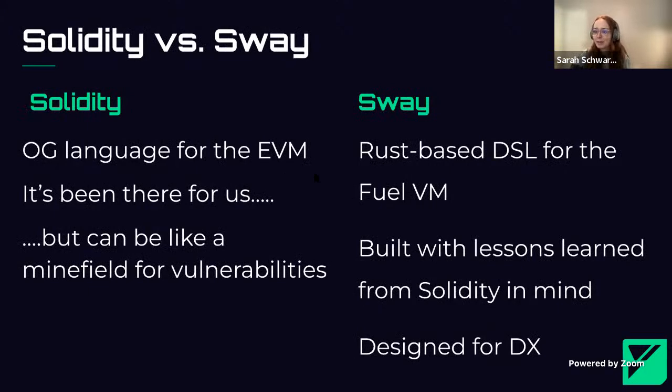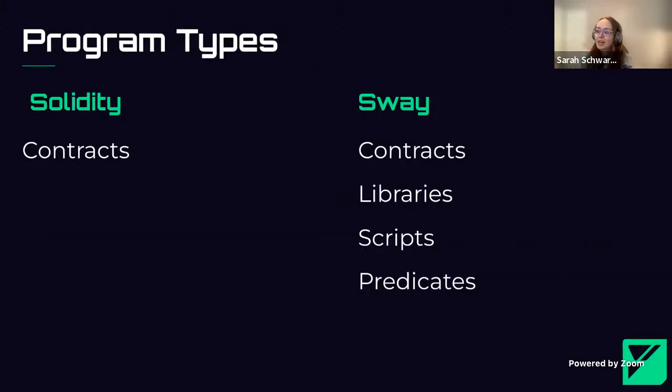So Solidity, as you probably know, is the OG language for the EVM, and there are a lot of cool projects that have come out of that, but it can sometimes feel like a minefield for vulnerabilities and really hard to get up to that level of pro Solidity developer. Sway is based on Rust. It's for the FuelVM, and it's built with lessons learned from Solidity in mind and designed for a really good developer experience. In general, with Solidity, you can really only write contracts.